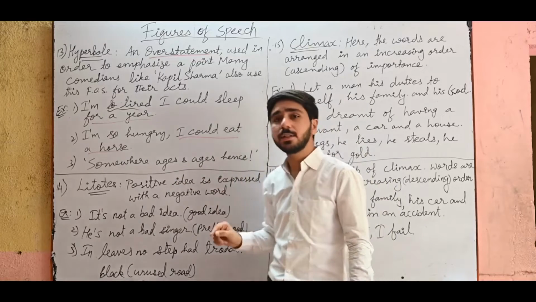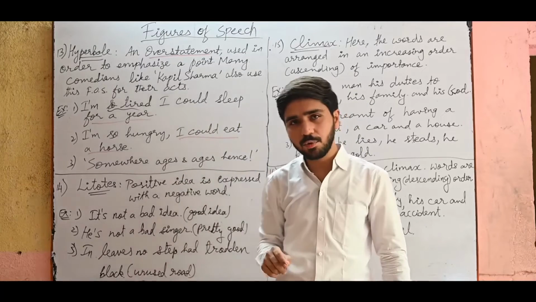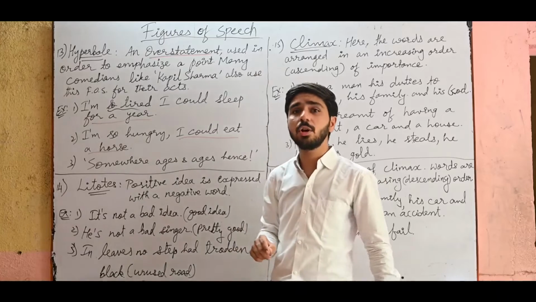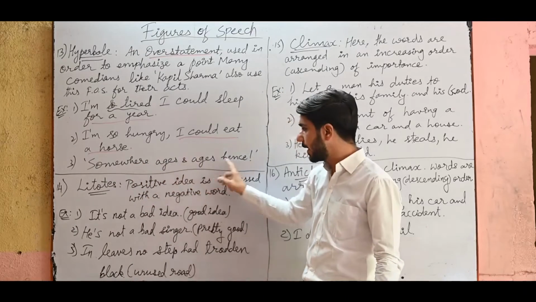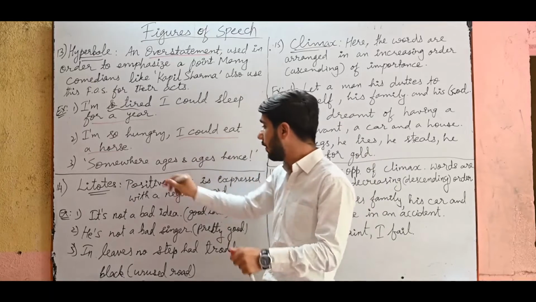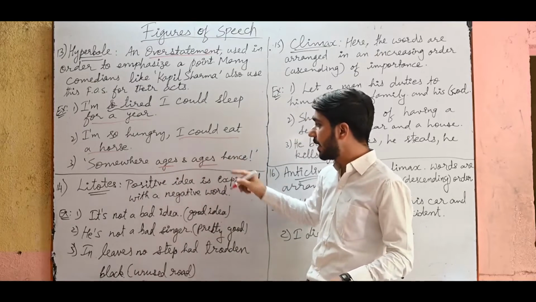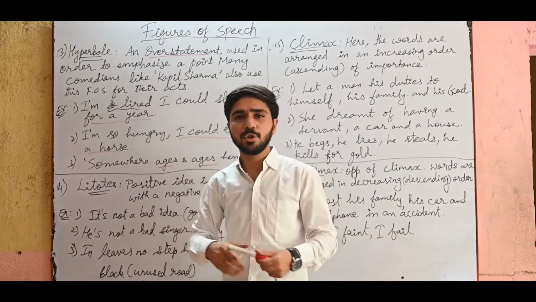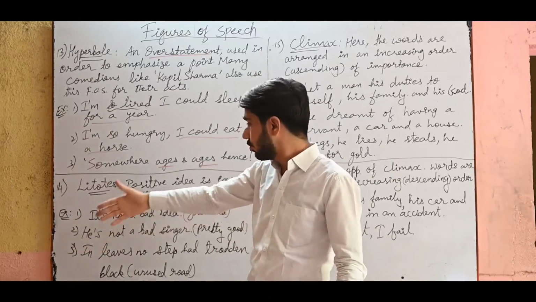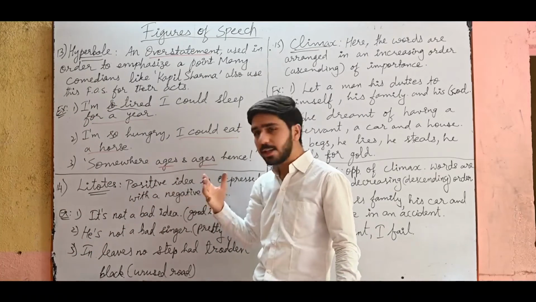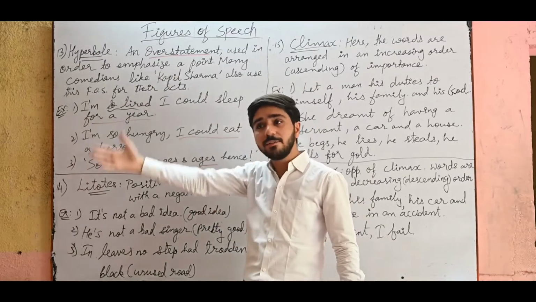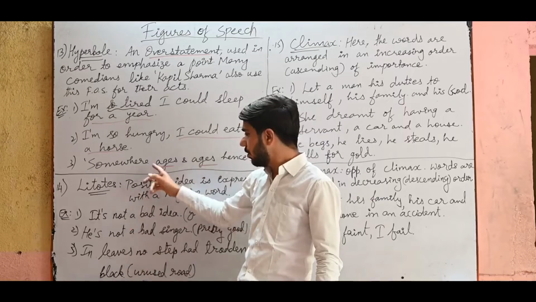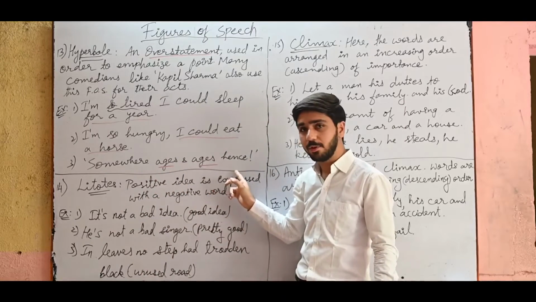Next, somewhere ages and ages hence. Now this line, students, I have taken from 9th standard poem 1, that is The Road Not Taken, written by Robert Frost. He has used this line, somewhere ages and ages hence. So here the words ages and ages mean after a long time, after so many years in the future. He has actually used hyperbole, as he said that after so many years he will be speaking this. So that is also an example of hyperbole.